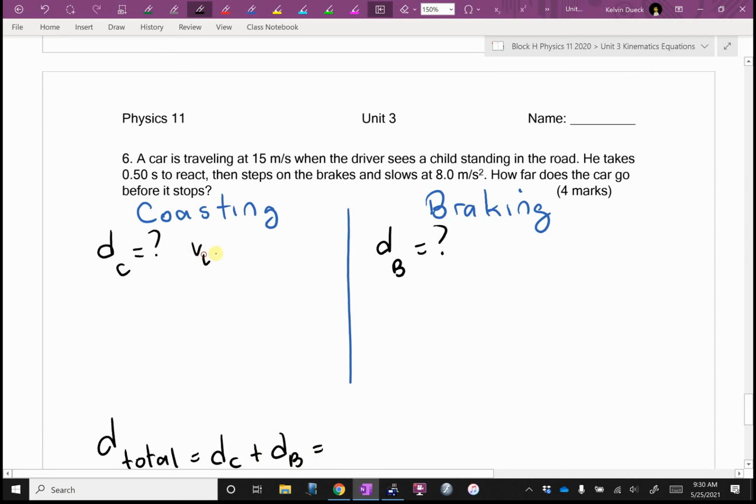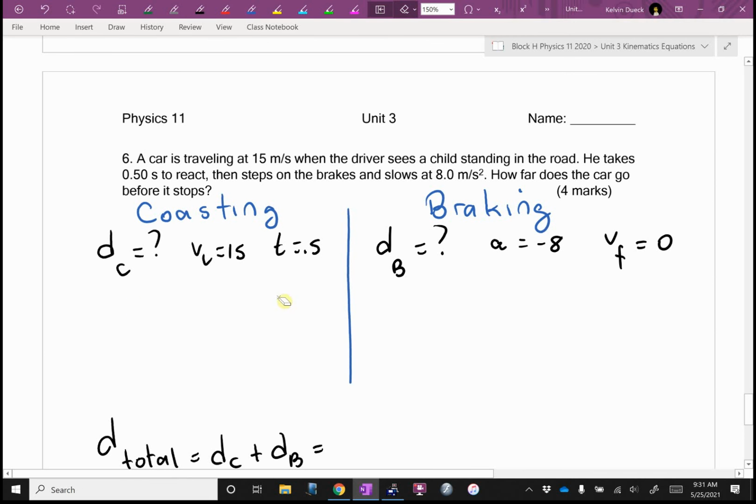Now let's make my list. It looks like VI is 15. It looks like time is 0.5. It looks like when we're braking, A is negative 8. And it looks like V final is 0. Problem, in both of these, I only know 2 things.